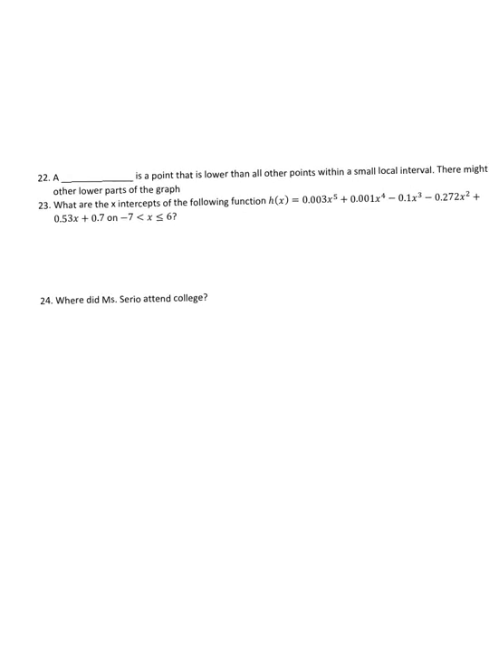Okay, last page. So this 22 is kind of a vocab question. A blank is a point that is lower than all other points in a small local interval. So it is lower than all other points within a local interval. There might be other lower parts of the graph. So it's saying the area that I'm looking at, it's the lowest point. But if I'm looking at the graph as a whole, it may not necessarily be the lowest point that is on the graph. So it goes in this blank: local min.